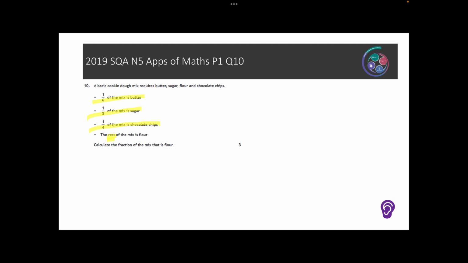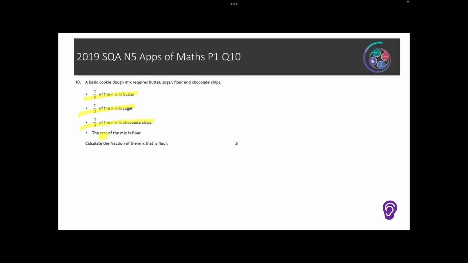So first thing I'm going to need to do is add the butter, sugar and chocolate chips together to work out what fraction of the mix is butter, sugar or chocolate chips. So I'm going to do 1/6 plus 1/3 plus 1/4. So for me to add or take away fractions, you need to remember that you need the same denominator for those fractions. So I need a common denominator.